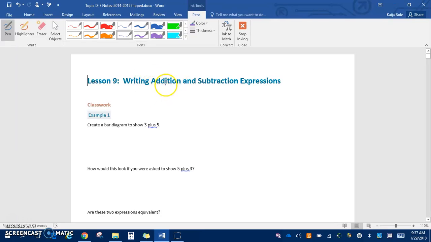So remember that the answer to an addition problem is called the sum, and the answer to a subtraction problem is called the difference. Alright, and when we see these two words, we are going to use parentheses. So write a note, use, and then put the parentheses for both of these.